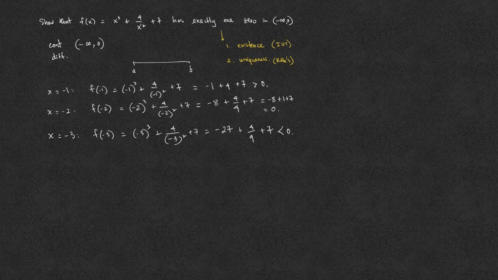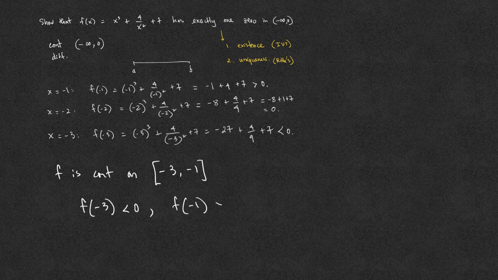We have everything we need to write the intermediate value theorem. We say that f is continuous on the interval negative 3 to negative 1. That is the interval that we pick because it gives us one negative and one positive. We have f of negative 3 being a negative number and f of negative 1 being a positive number. If at negative 3 we have a negative y value and at x equals negative 1 we have a positive y value, then at some point the function needs to cross the x-axis, and that x-intercept is the solution.